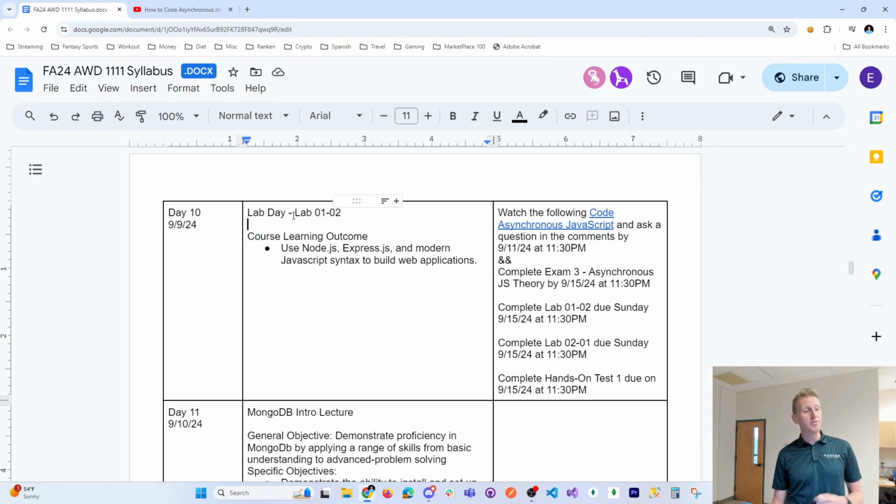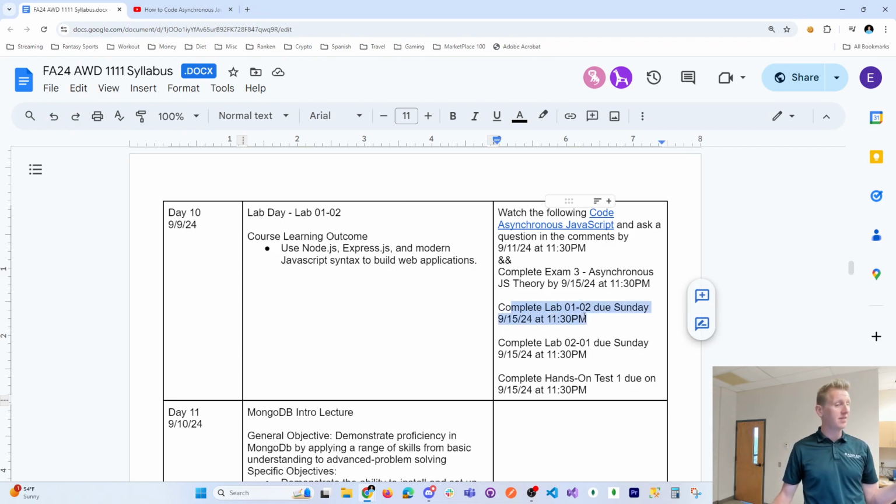And so originally this was due yesterday, but now it's due a week from yesterday. This is going to be due on Sunday the 15th. Now my advice, regardless of the due date, is just get it done today, because we are moving on.